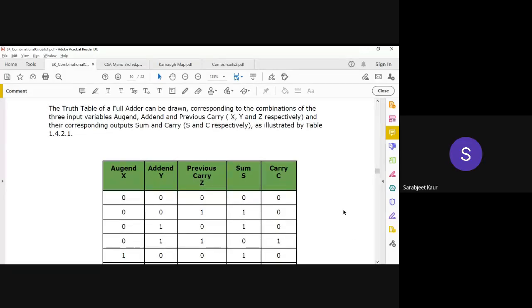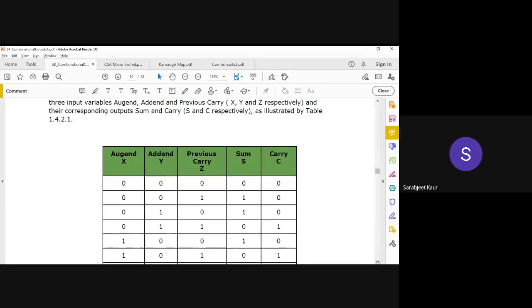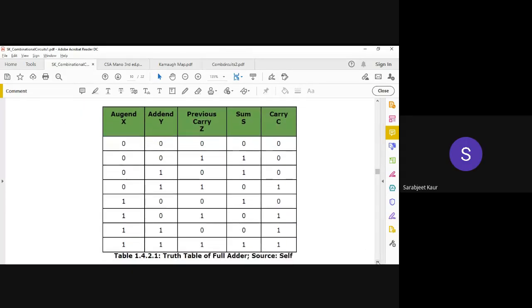Yes. Okay, ma'am. The truth table of a full adder can be drawn corresponding to the combination of the three input variables, augend, addend, and the previous carry, x, y, and z respectively, and the corresponding outputs, sum and carry, s and c respectively, as illustrated by Table 1.4.2.1. So this is the truth table for a full adder. Let us look at it in detail now.